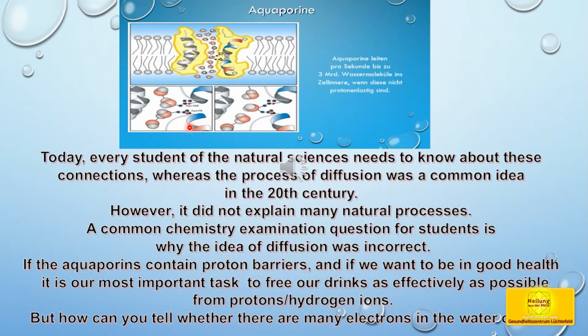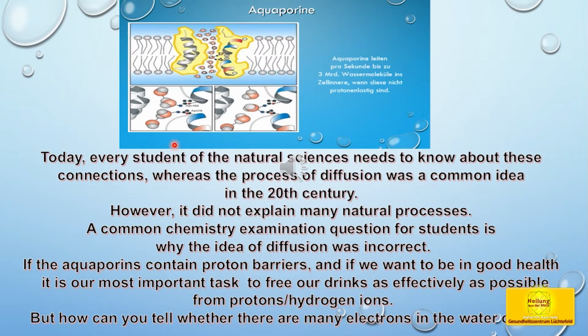Today, every student of the natural sciences needs to know about these connections, whereas the process of diffusion was a common idea in the 20th century. However, it did not explain many natural processes. A common chemistry examination question for students is why the idea of diffusion was incorrect. If the aquaporins contain proton barriers, and if we want to be in good health, it is our most important task to free our drinks as effectively as possible from protons or hydrogen ions.